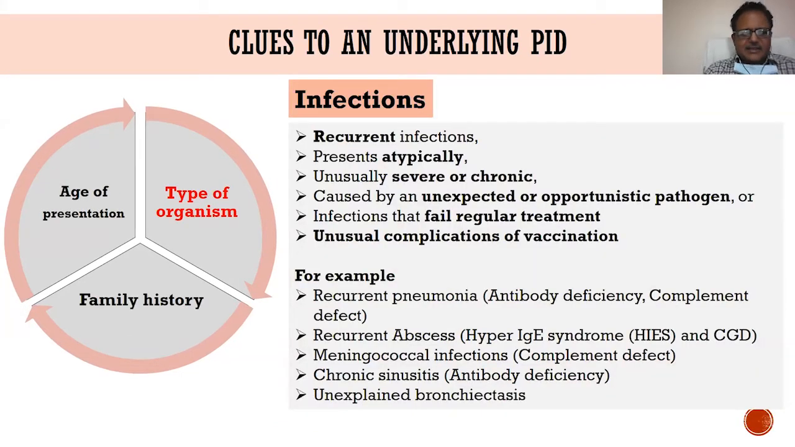So the basic underlying thing is that there will be recurrent infections. They present atypically, usually severe or chronic, caused by unexpected or opportunistic pathogens, or infections that fail regular treatment, or which are severe, require IV antibiotics and still fail to recover. These patients have chronic infection. Another thing is those people will have unusual complications of vaccination. We have heard about BCG disease happening in many children because of the SCID defects.